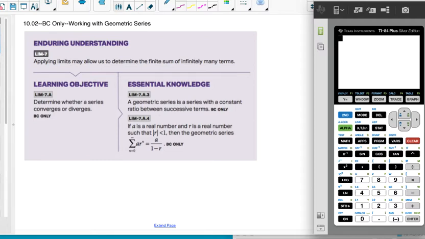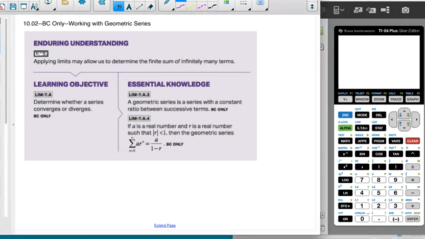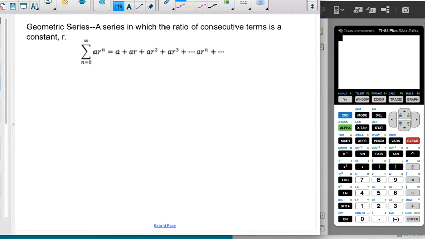All right, this is AP BC Calculus. We're doing a BC only section. This is 10-2, working with geometric series. So let's jump right into what a geometric series is.